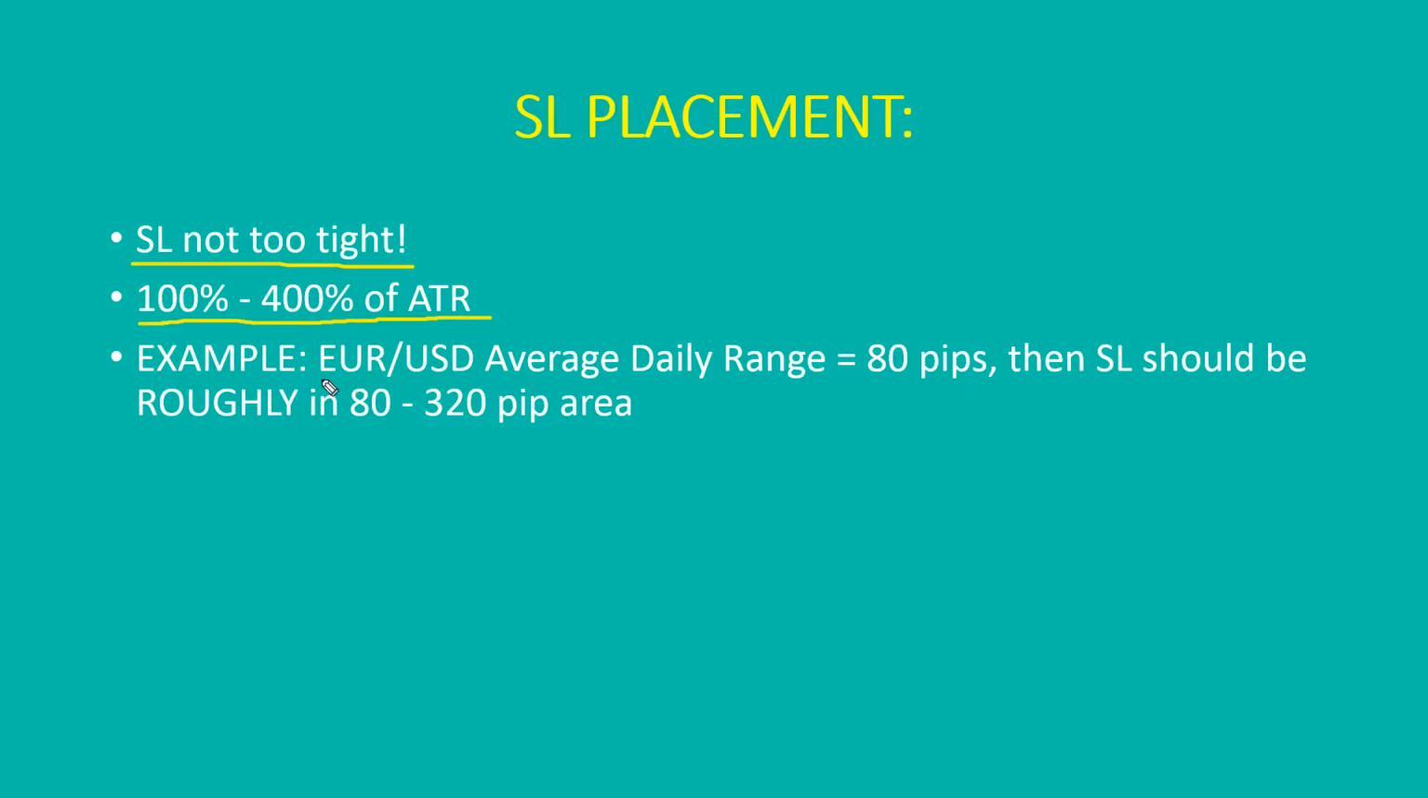So, for example, on the euro dollar, average daily volatility is around 80 pips. Now you already learned how to measure that, right? In some of the previous videos. So with the ATR indicator, you measure that the average volatility on euro is 80 pips, which means the stop loss should be very roughly within 80 pips to 320 pips, all right, based on this.